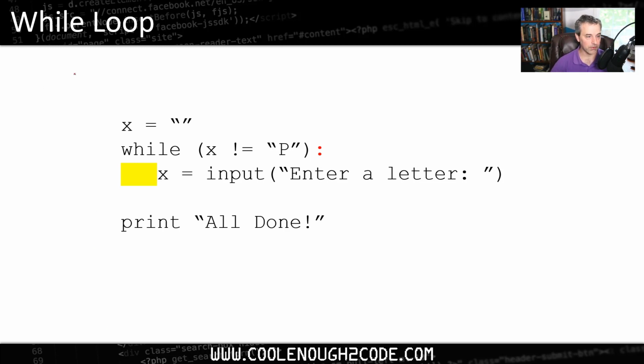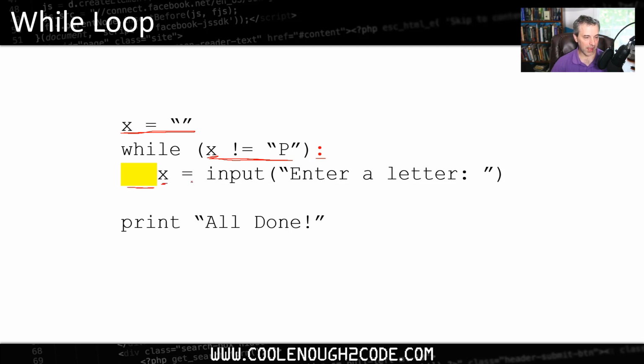So what I have here on the screen is basically the same kind of structure that we had before, but in this case I have an X variable and I've set it to a string. And down here in my while loop, my condition is testing X against some hard-coded value for P. So while X is not equal to P, in this case, X is empty. So X is not equal to P. So that's true. There's my colon and my code block indentation.